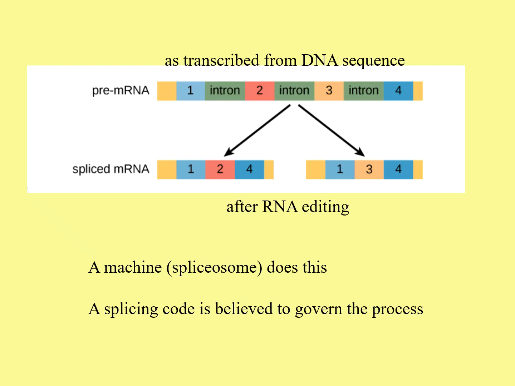Somehow the system knows which segments to splice together in different tissues and at different times. Because of this process, the number of proteins in a complex organism greatly exceeds the number of genes. The cutting and splicing process is performed by a machine called the spliceosome, and the process is believed to be governed by a splicing code.